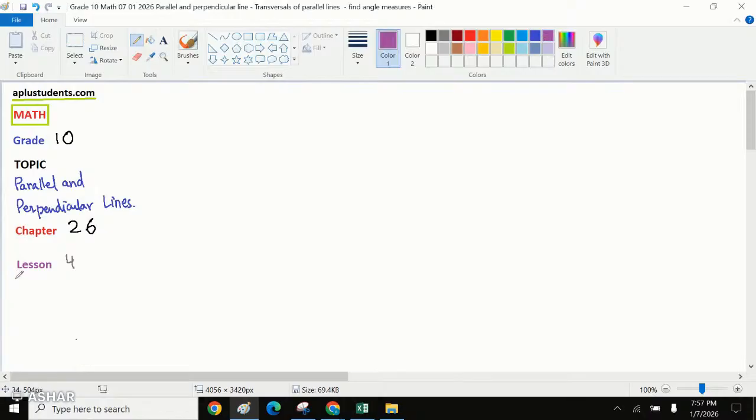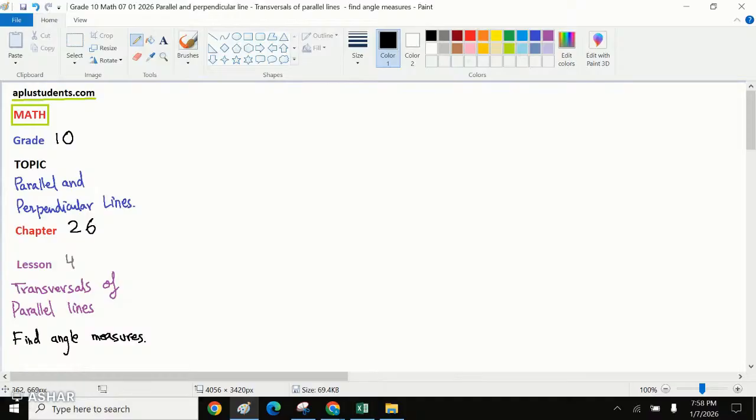The name of the topic is transversals of parallel lines, and we would be finding the angle measures. We would be finding the angles today, the values of the angles. So let's start off.